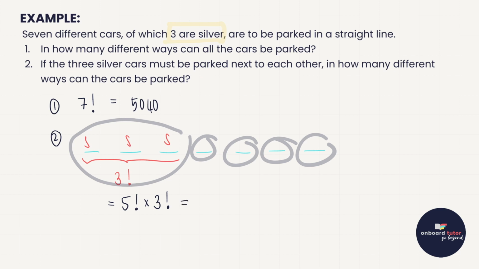And then we're going to type that into the calculator. So 5 shift factorial multiplied by 3 shift factorial. You're also welcome to just work out 5 times 4 times 3, etc. But it is up to you. So 720 different ways that we could arrange those cars and still keep the silver cars together. I'm always amazed at how many options there are for these answers. It's quite incredible to think that someone sat and worked them all out.